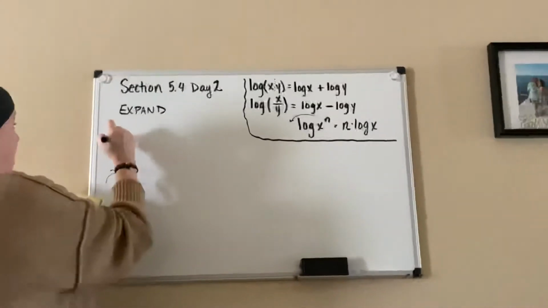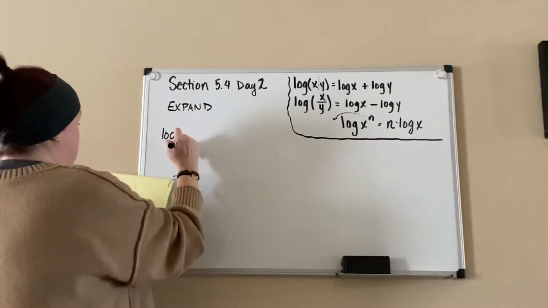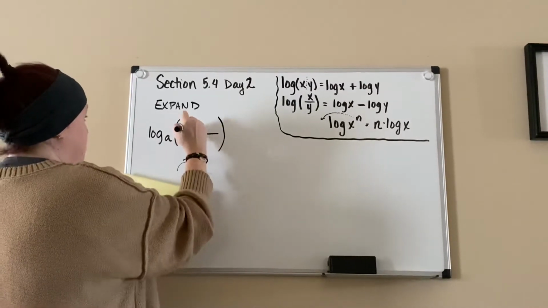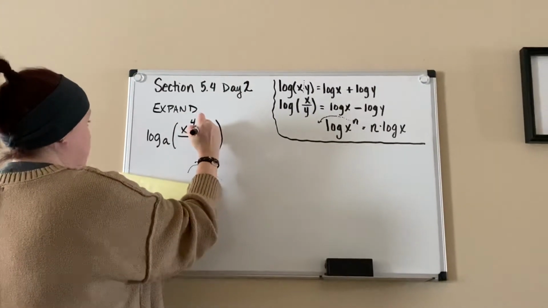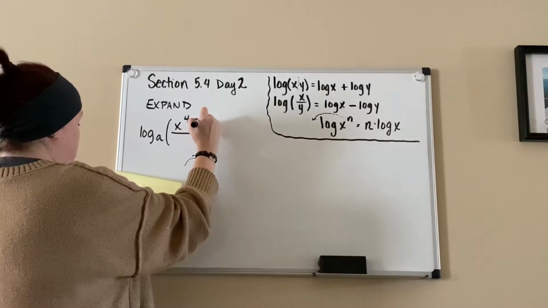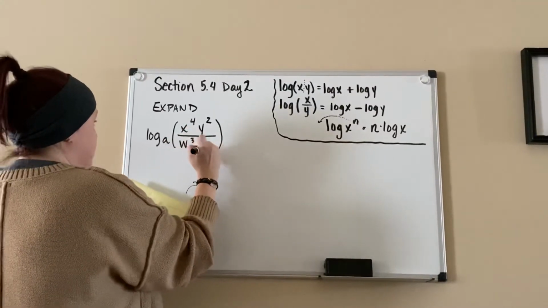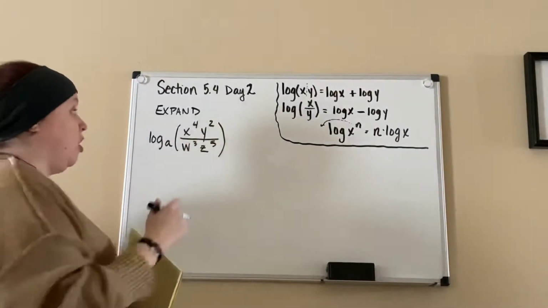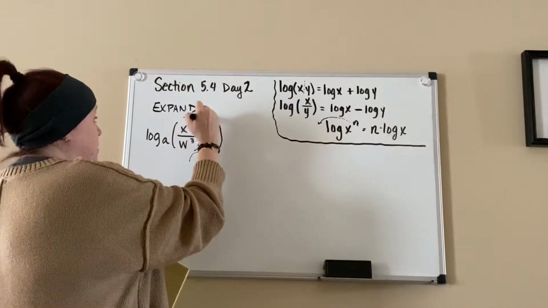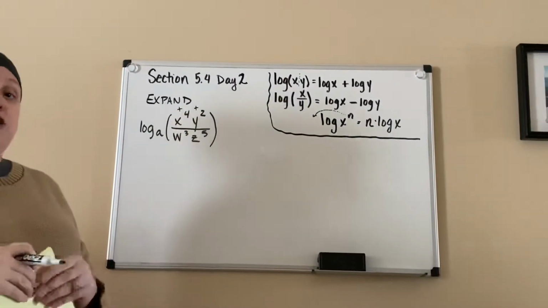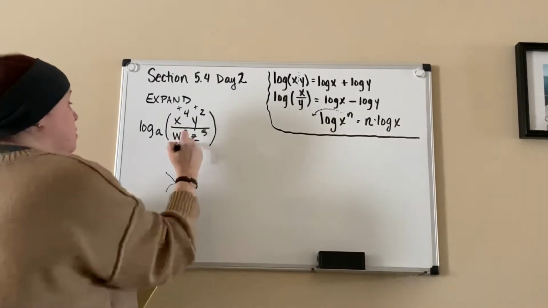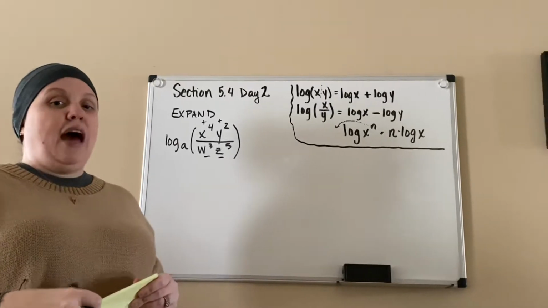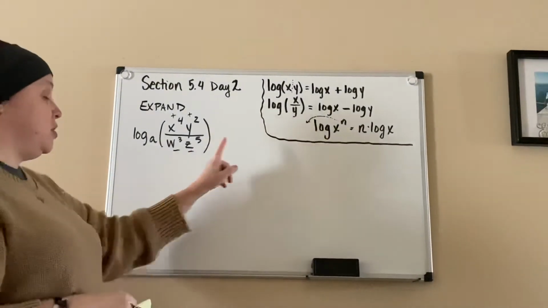So our first one we've got is log base A of, and for our fraction, because we're going to do addition and subtraction properties, we've got x to the 4th y squared over w to the 3rd z to the 5th. So the ones on top, and they're multiplied, are going to be ones that you are going to do with addition. Anything that's on bottom, you're going to do with subtraction because they are divided. So these 2 pieces are going to be subtraction. And I always look at it and I count how many pieces I have because that tells me how many logarithms I'm going to write out.